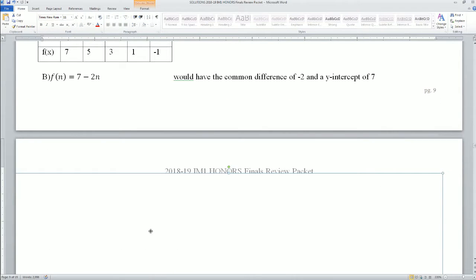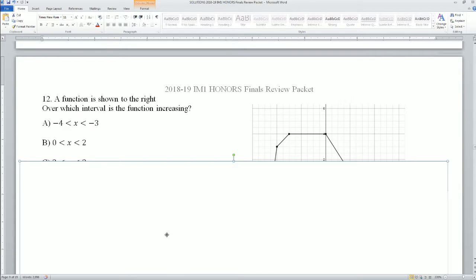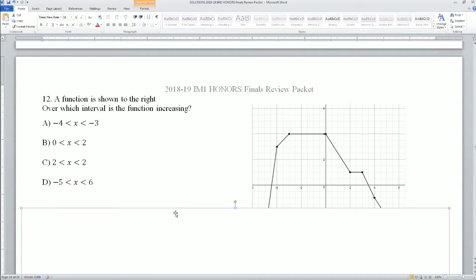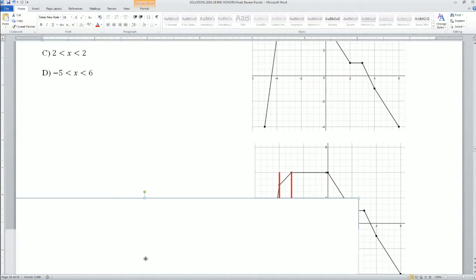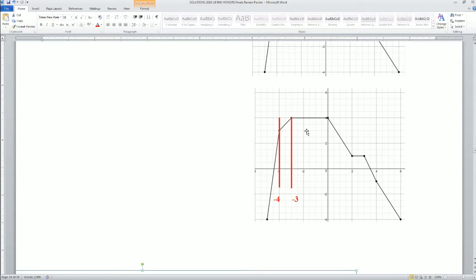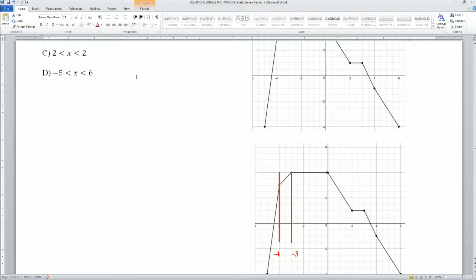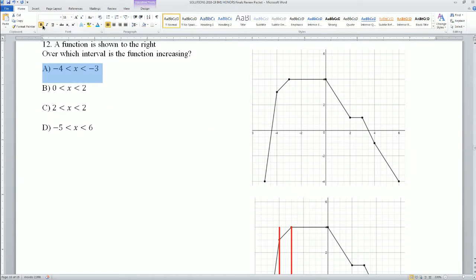Alright, let's look at 12. Over what interval is the function increasing? Very easy, you just look at this. That looks like it's only going up at negative 4, and this one is negative 3. So the answer should be A. From 0 to 2, it's decreasing.